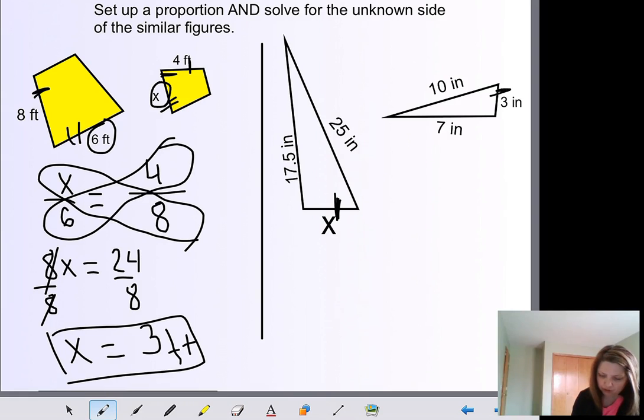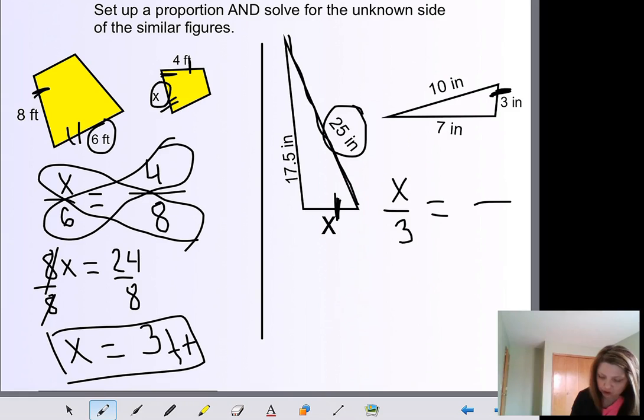X is to 3, right? X is to 3 equal to. Now, you can choose any one of those. I would say, let's use 25. So this seems to be the longest side of the largest.